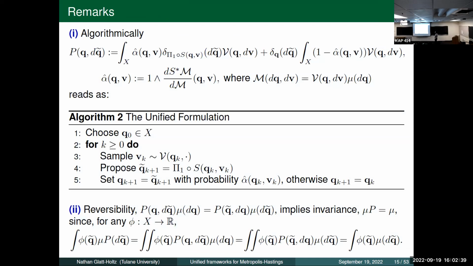Okay. So you sort of over time learn to read these statements in terms of algorithmic statements. So basically, again, wherever I am at Q, let's say I'm at QK, I draw a VK. I take QK and VK, I push it forward according to my involution. And then I look at the first component, and this is my proposed QK plus 1. Under the assumption of my theorem, this Radon-Nikodym derivative exists, and you have to figure out how to compute it in different concrete situations. But if I've figured out how to compute it, then with this probability, I take this new point, and otherwise I just stay where I am. Okay, and I'm just reminding you, it's a little cute calculation that reversibility implies invariance.